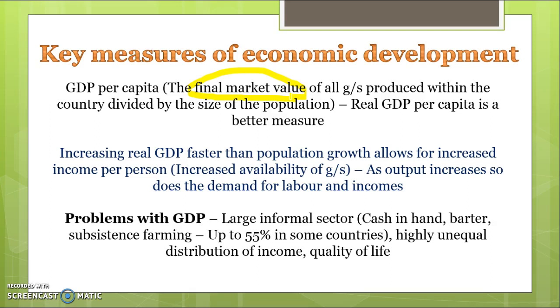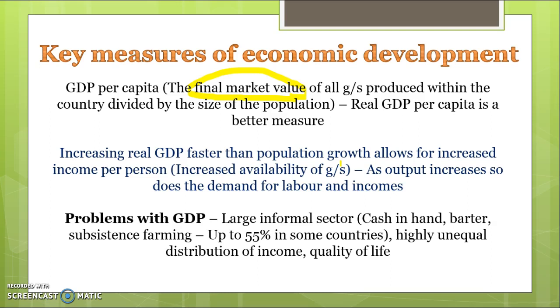Increasing real GDP faster than population growth allows for increased incomes per person, or GDP per capita. So as output increases, that should help to create more demand for labour and more jobs and higher incomes. So the main measure is income per person.